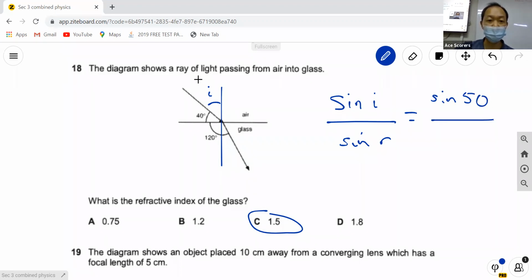So r is a bit tricky. This whole thing is 120. You can minus 90, so here is 30. Here's 90, 120 minus 90, so here is 30. So r equals 30, sine 30. So we take the calculator, sine 50 divided by sine 30. 1.53, so this one, C.